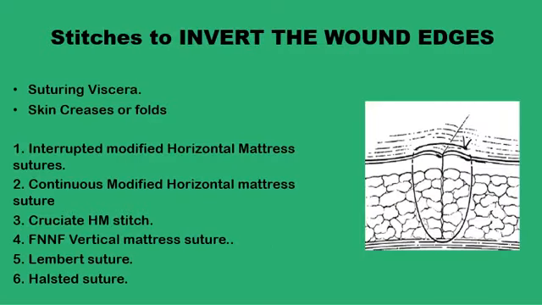We now move to the second group. These are stitches designed to invert the wound edges rather than evert them. This will be required while suturing hollow viscera like stomach, colon, pharynx, but also on the skin surface if we are working in wounds along skin creases or in skin folds where you don't want the wound edges to evert. There will be 6 types of sutures that can give wound edge inversion.